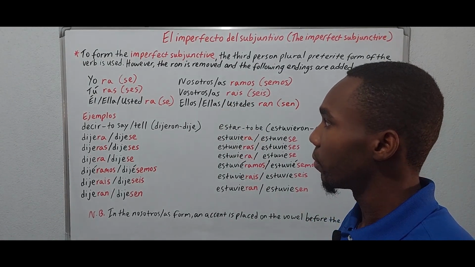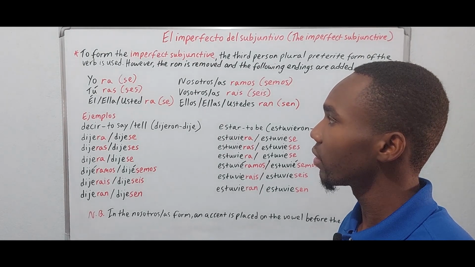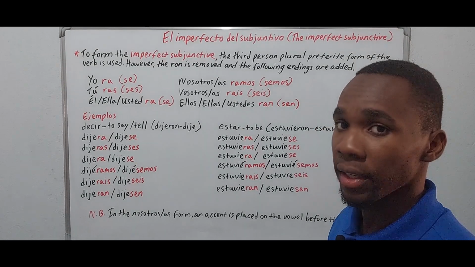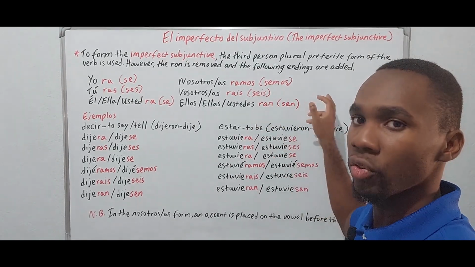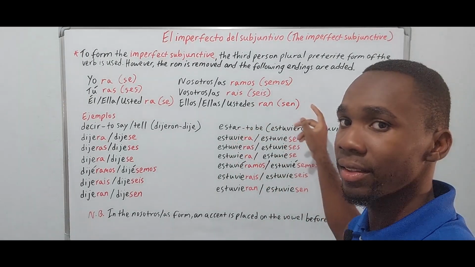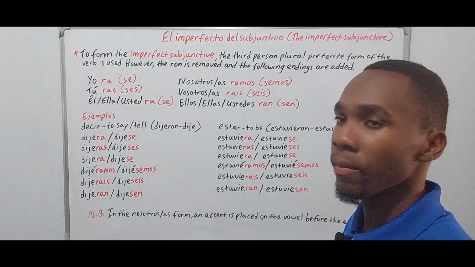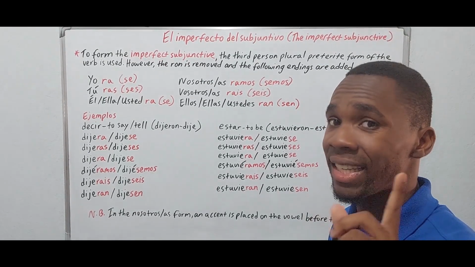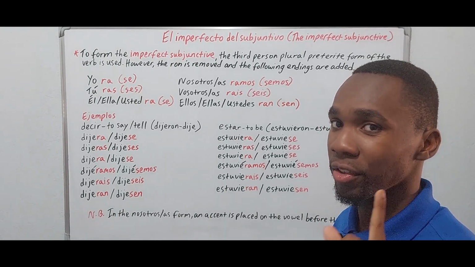So let's look at the endings. Yo, ra or se. Tú, ras or ses. Él, ella, usted, ra or se. Nosotros, nosotras, ramos or semos. Vosotros or vosotras, rais or seis. Ellos, ellas, ustedes, ran or sen. Right? So you choose whichever one you prefer, but what's key and what is vital is that you know how to conjugate the verb according to the preterite form, right?